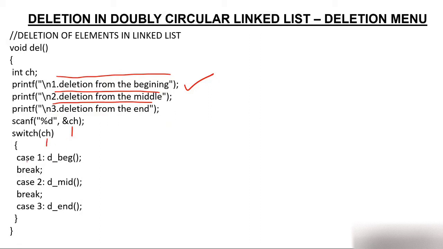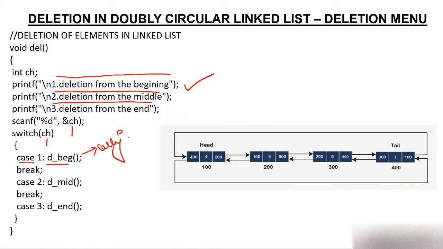Switch will have 1. I'll jump to case 1. In case 1, I'm calling a del back function. And if you want to see the doubly circular linked list, currently you can see it looks somewhat like this, where head is pointing to a node having value 4 and tail is pointing to a node having value 7. So let's start with the del back function.